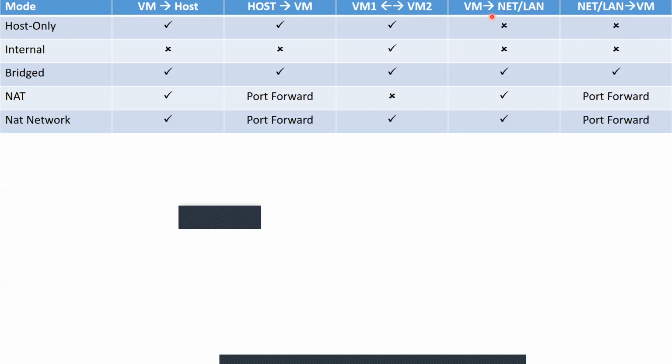That is the reason why we have selected bridge. Communication with the internet is important. Along with that, communication between the virtual machine and host is important, and virtual machine to virtual machine is also important. Now, if you select internal, virtual machine to host communication is not possible because it is an internal network, and host to virtual machine is also not possible. And between virtual machines, what is this?